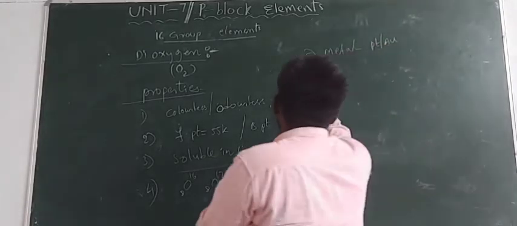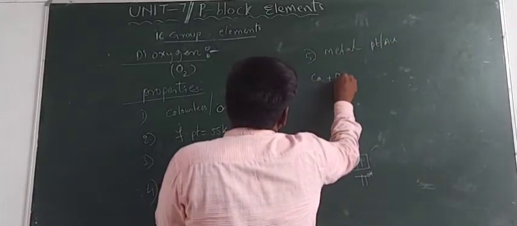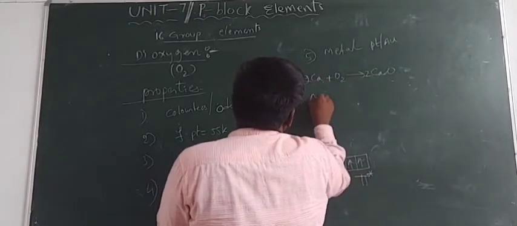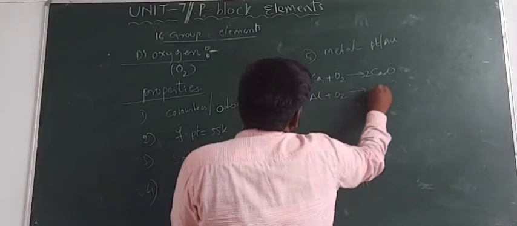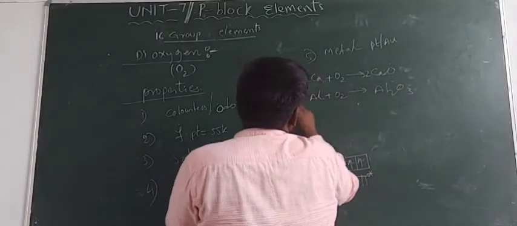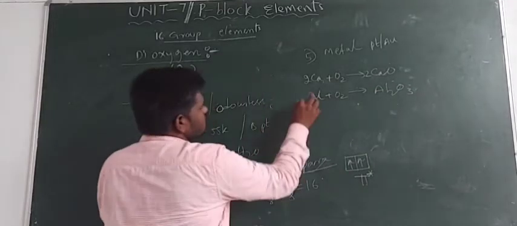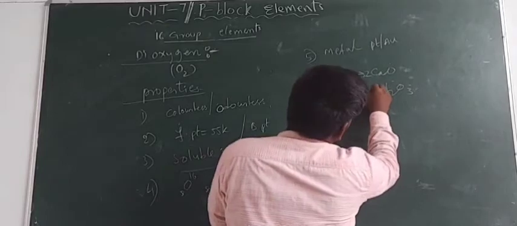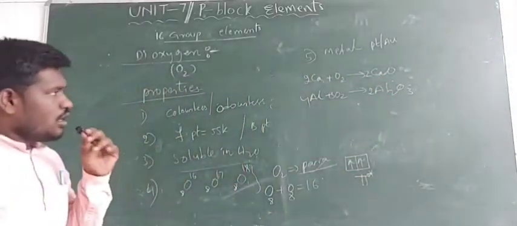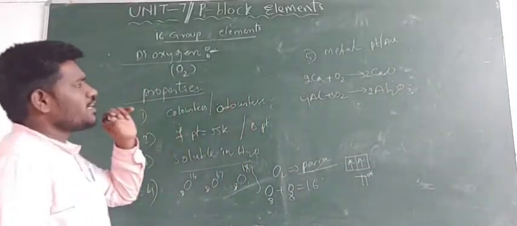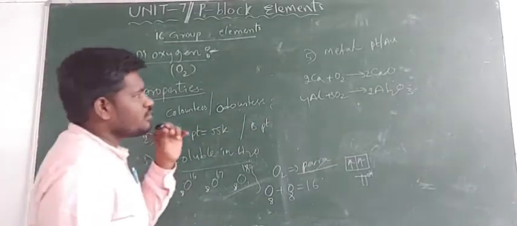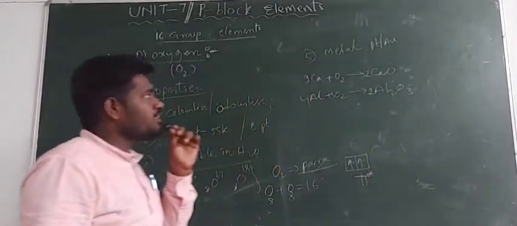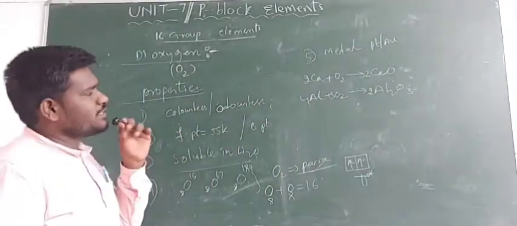So now let us see. Calcium reacts with oxygen and gives calcium oxide, and like that aluminium reacts with oxygen and gives Al2O3. So now here multiply with... okay, oxygen can oxidize the metals into metal oxides, but platinum and gold are noble metals, so they won't be oxidized by oxygen.